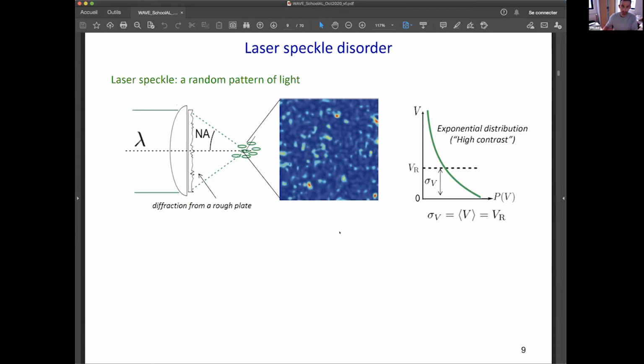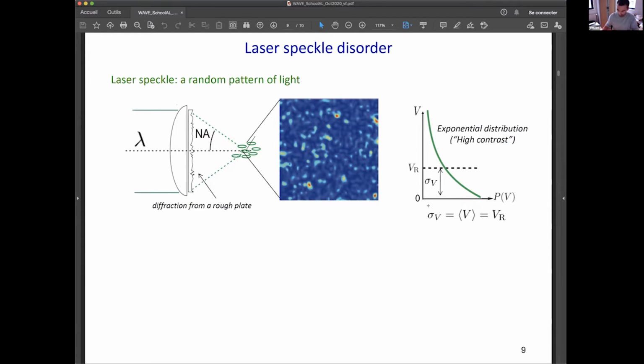The good thing about this speckle is that it's very easy to produce. You have disorder for free. The other very important thing is that its statistical properties are very well known and very robust, so we can really trust them in experiments. A first property of interest, which I won't comment on too much today, is that we can show that the intensity distribution of this speckle pattern is an exponential one.